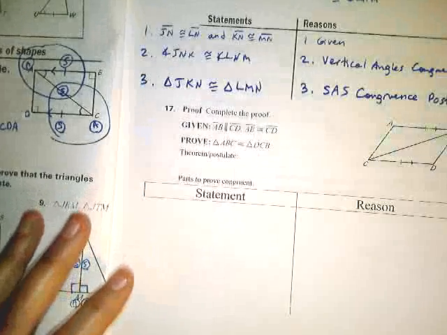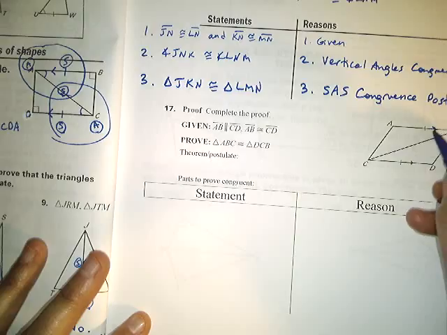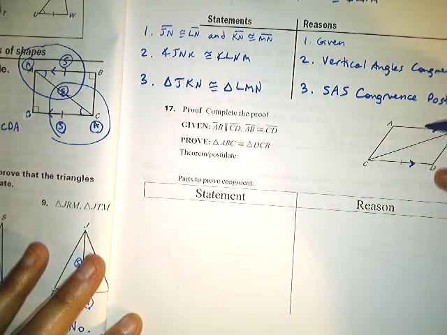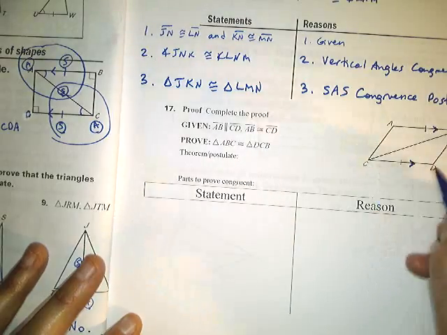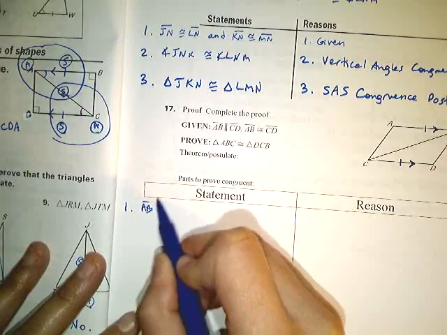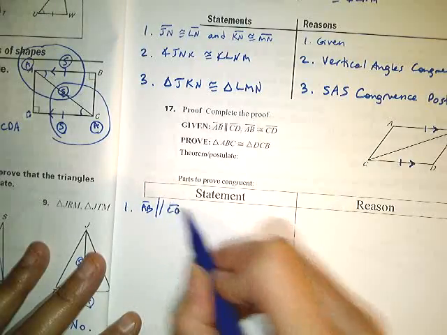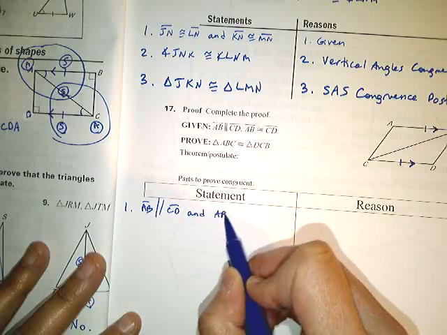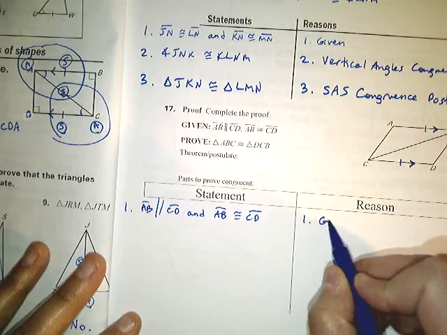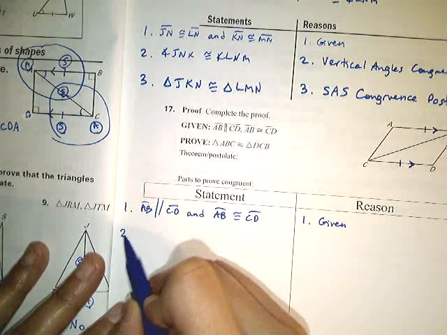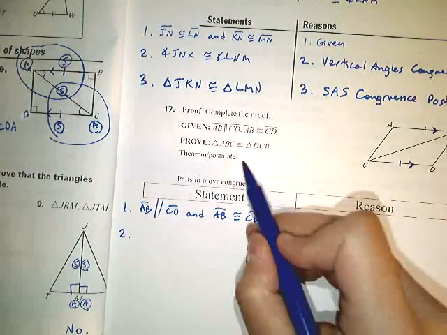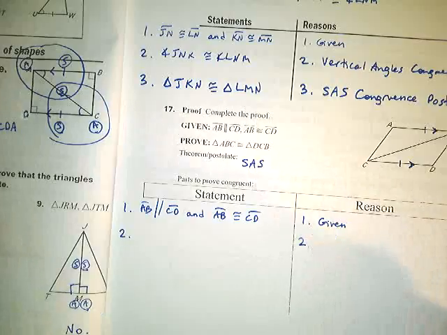The next example, they have two parallel lines. AB is parallel to CD, and this line segment up here, the length from A to B, is congruent to the length from C to D. AB is parallel to CD, and line segment AB is congruent to line segment CD. Okay, so how do we prove these two triangles are congruent? Well, again, we're going to use the side angle side congruence postulate.